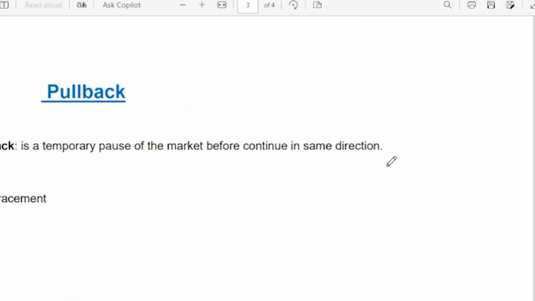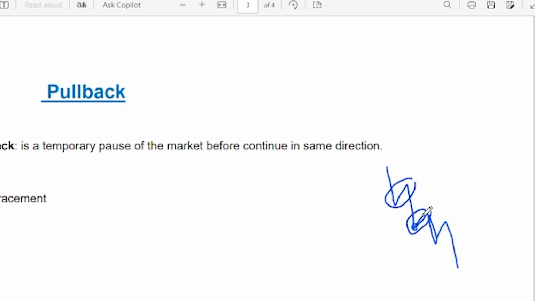Let's say we are moving down now: low, lower high, lower low, lower high, low, lower high, lower low, means that as we are trying to push up and then we continue in the same direction, this is a pullback. This is a pullback.